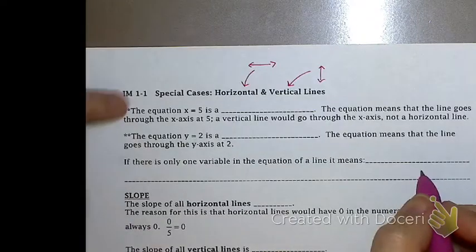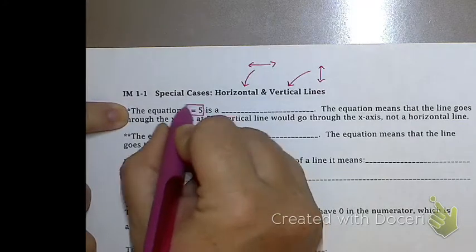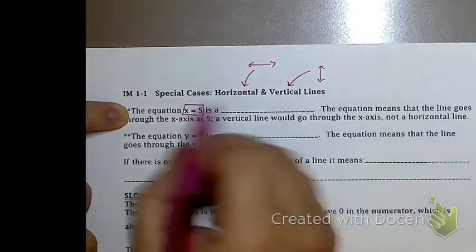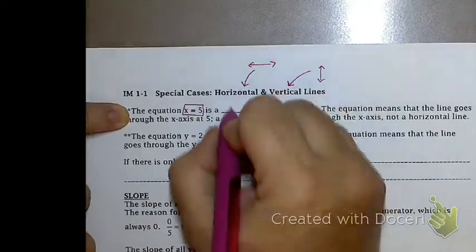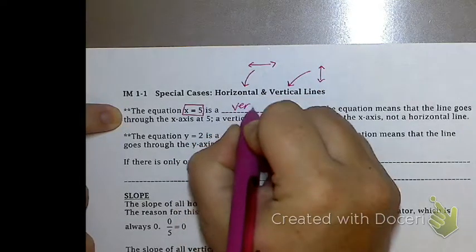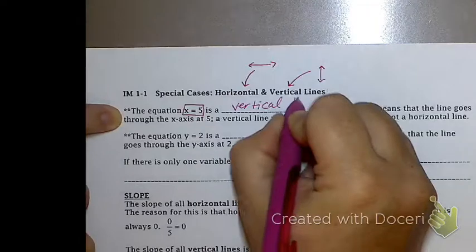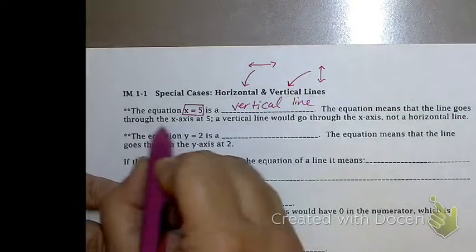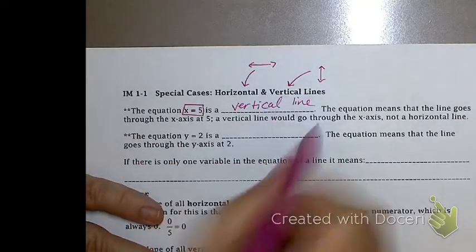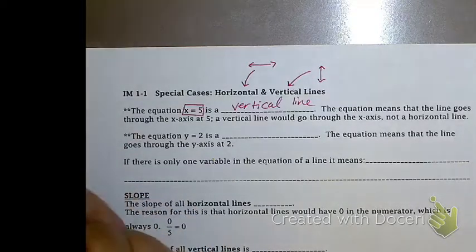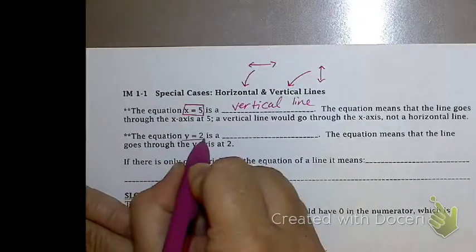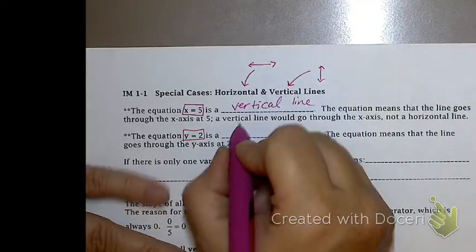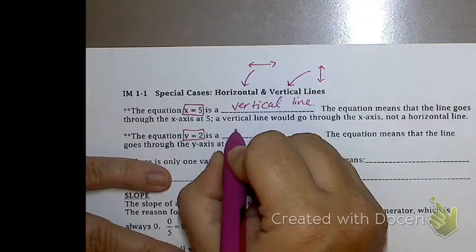So, the equation x equals 5, what letter is this missing? It's missing y, isn't it? Which means this crosses through the x-axis. In other words, it is a vertical line. It means the equation of that line goes through the x-axis at 5. A vertical line would go through the x-axis, not a horizontal line. The equation y equals 2, it's missing the letter x, which means it's not going to cross through the x-axis. It's going to cross through the y-axis at 2. It is a horizontal line.